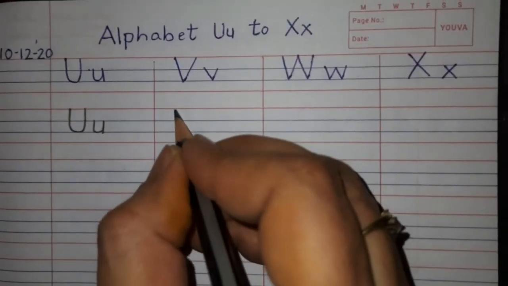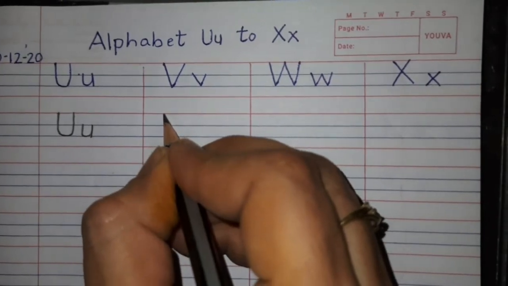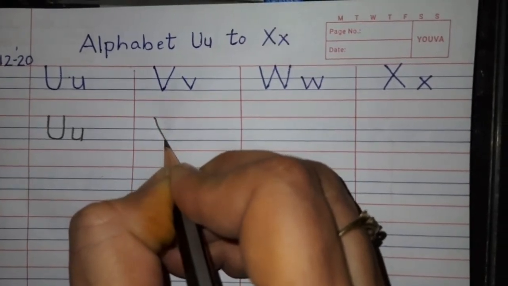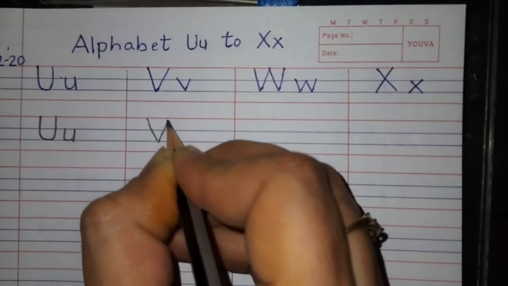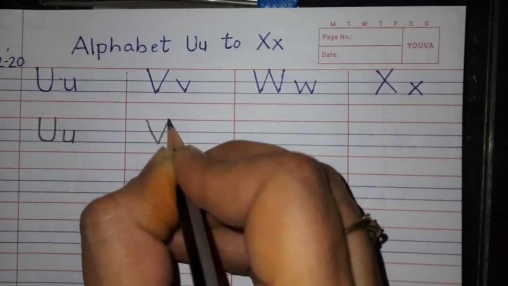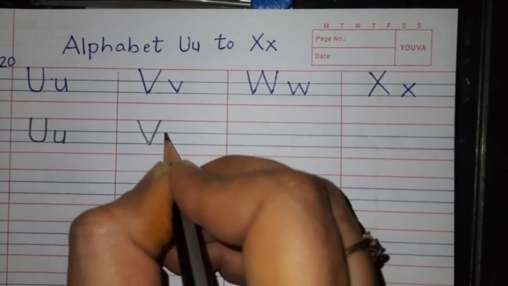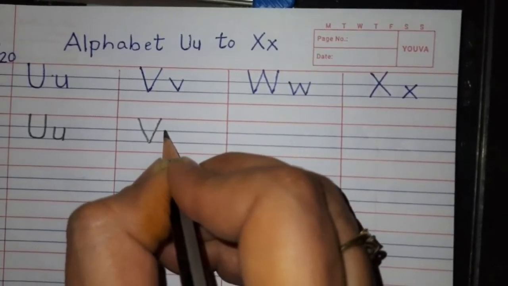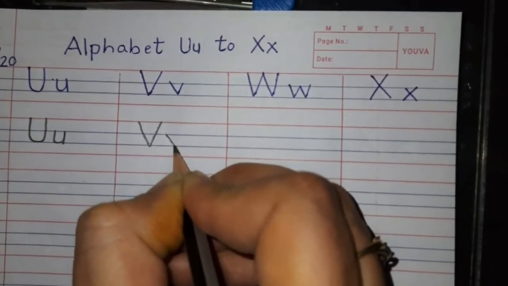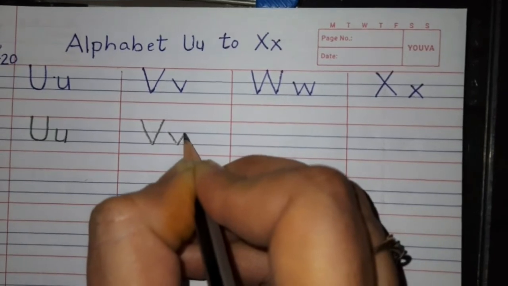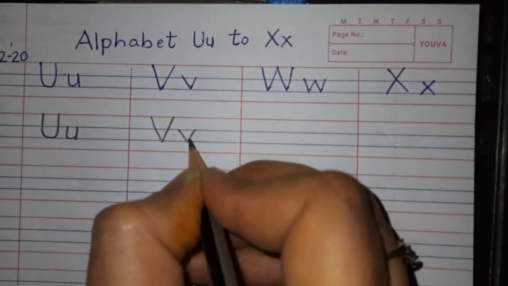Capital V, children, we will start from the first red line. Slant down, touch the second blue line, go up slant and touch the first red line, capital V. For small v, we will start from the first blue line. Slant down, touch the second blue line, then slant up, touch the first blue line, small v.